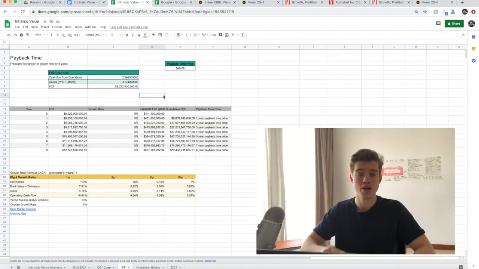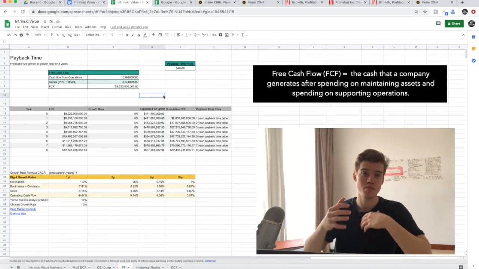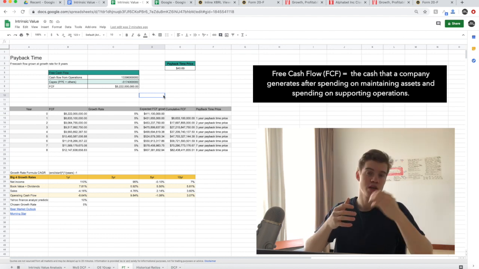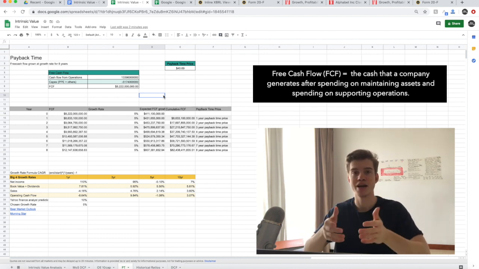So the other method that we're going to go into is the payback time method. You're taking the company's free cash flow and you're growing it into the future to determine a valuation for this company. So free cash flow is the amount of cash that a business generates that the business can then decide what to do with. They can either give the money back to shareholders in the form of a dividend, they can keep the money for a later date, or they can reinvest it back in the business to grow.